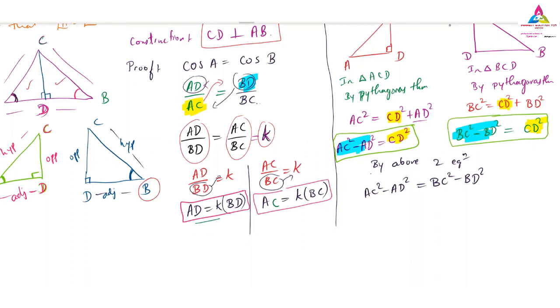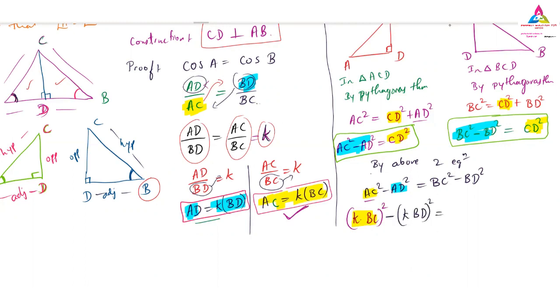So here, what is the AC value? K times BC, the whole square. Sorry for that. So AC is equal to K times BC, that I have written here. Similarly, we have AD over here. AD is nothing but, we already know, K times BD. So we will write minus K times BD the whole square.